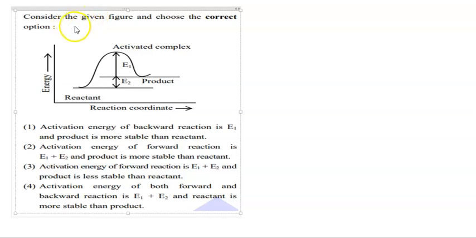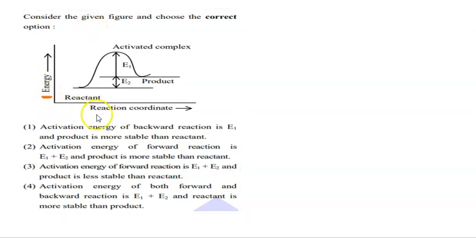So in this question, consider the given figure and choose the correct option. Here it is the energy profile diagram. On the y-axis you have energy, on the x-axis you have reaction coordinates. This reactant will be converted to the product by taking this minimum energy. This is called the threshold energy.